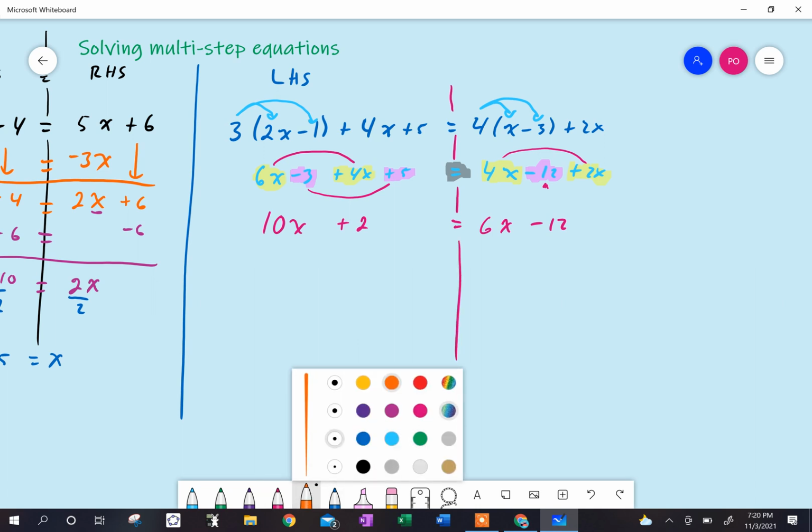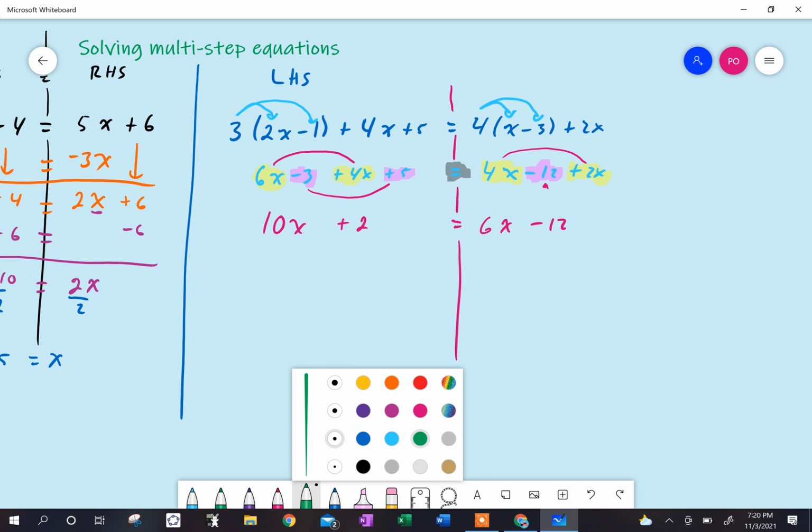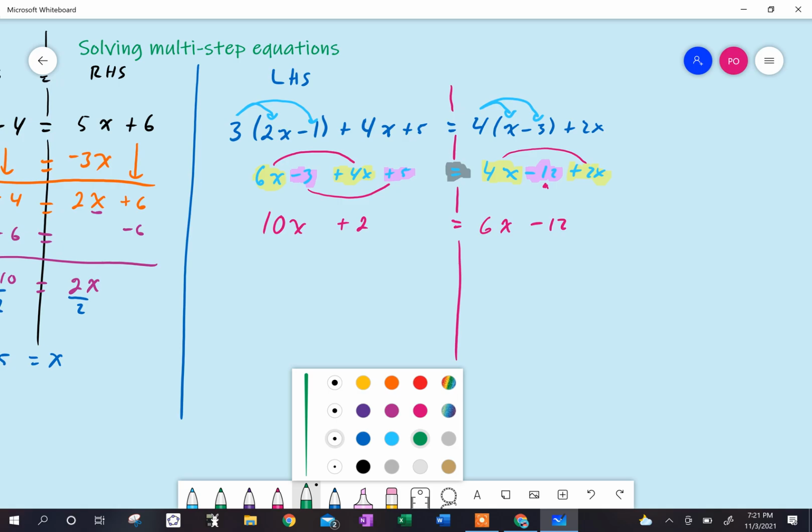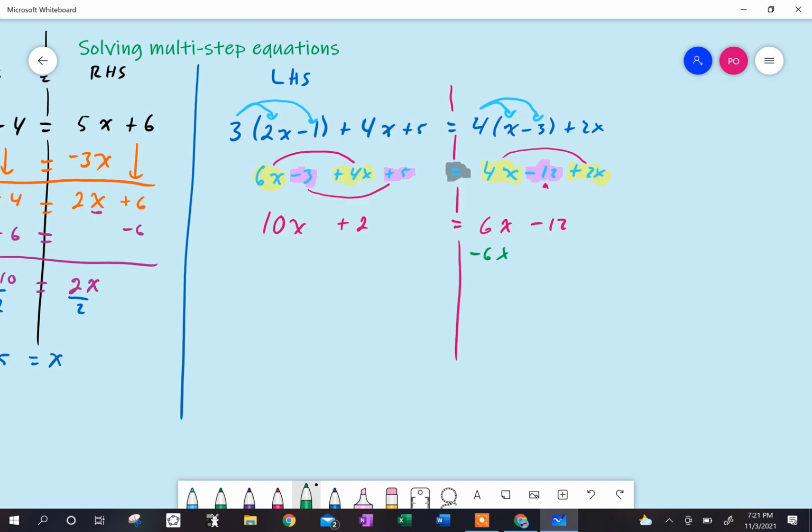We are getting there, and I hope you're not losing your voice like I am. So here we go. Now I have 10x plus 2 equals 6x minus 12. I'm going to look and see which variable term has a smaller coefficient, and it looks like the 6x. So I'm going to subtract 6x from both sides.